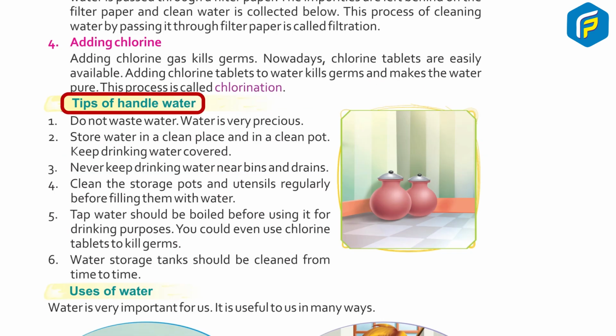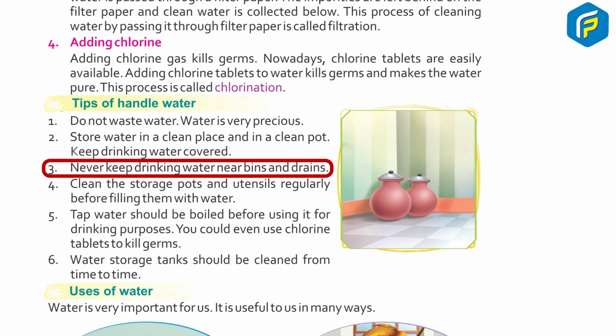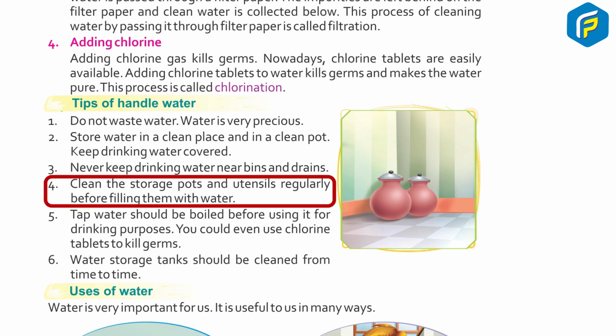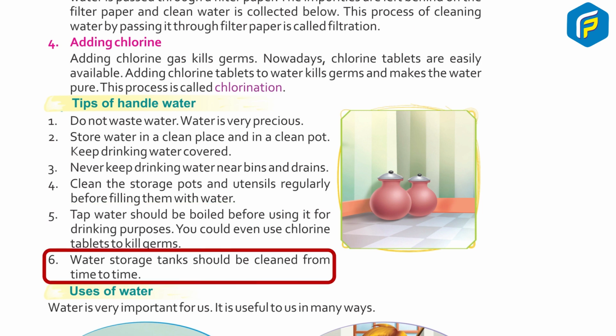Tips to handle water. 1. Do not waste water. Water is very precious. 2. Store water in a clean place and in a clean pot. 3. Keep drinking water covered. Never keep drinking water near bins and drains. 4. Clean the storage pots and utensils regularly before filling them with water. 5. Tap water should be boiled before using it for drinking purposes. You could even use a chlorine tablet to kill germs. 6. Water storage tanks should be cleaned from time to time.